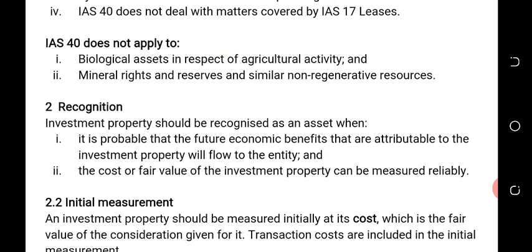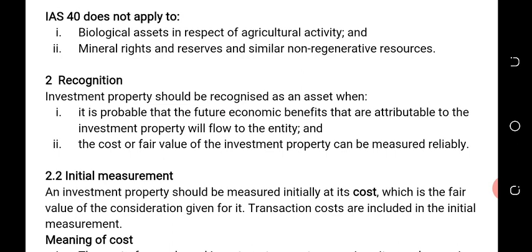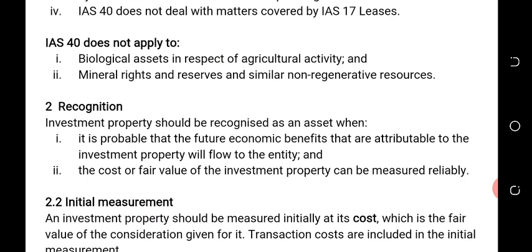IAS 40 does not apply to biological assets in respect of agricultural activity. So any biological asset in respect of agricultural activity is outside the scope of IAS 40. So we use IAS 41 to treat this. And mineral rights and reserves and similar non-regenerative resources. So any mineral rights and reserves should be treated in line with IFRS 6.